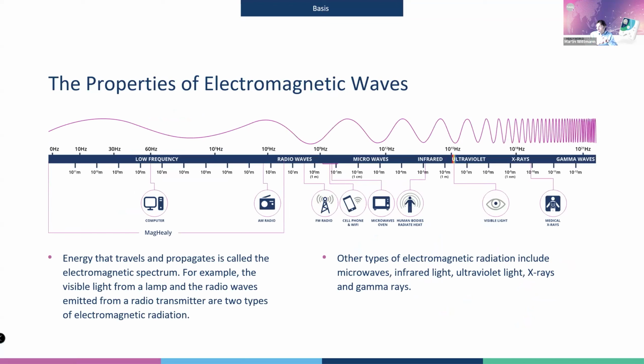Here we have the properties of electromagnetic waves. You can also see on the left side, that's where MagHealy is basically creating frequencies, from 0.1 hertz to 12.5 megahertz in this case. So that's a lot, 10 to the power of 6. And this is almost also radio wave, so AM radio, not FM radio, so not the long waves, but the short waves.